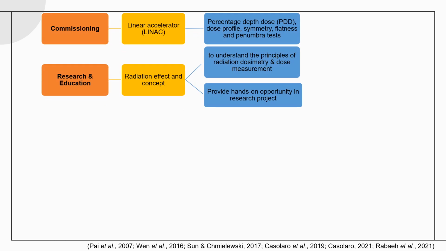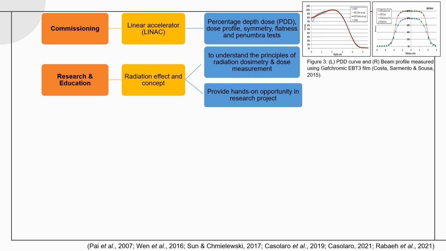After that, when there is a new installation of a linear accelerator, film is useful in the commissioning procedure to measure the depth dose, beam profile, symmetry, flatness, and penumbra of the beam. All this information of the beam emitted from the linac is important to be installed in the computer for later treatment planning. This is because the film dosimetry provides a reasonable, accurate, and precise 2D distribution of exposure. In figure 3, the left figure refers to the PDD curve while the right figure shows the beam profile.